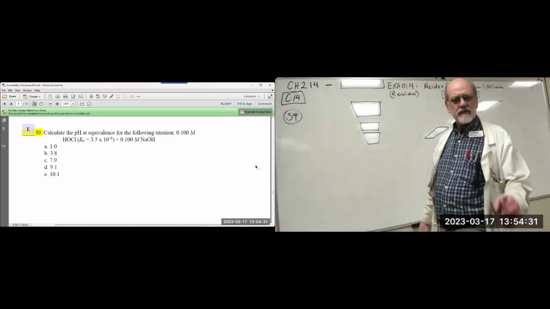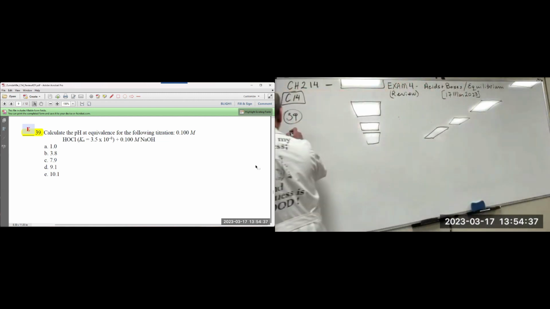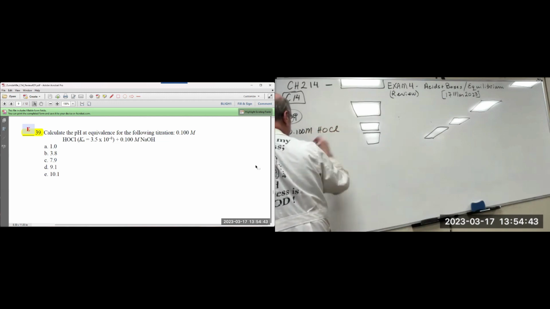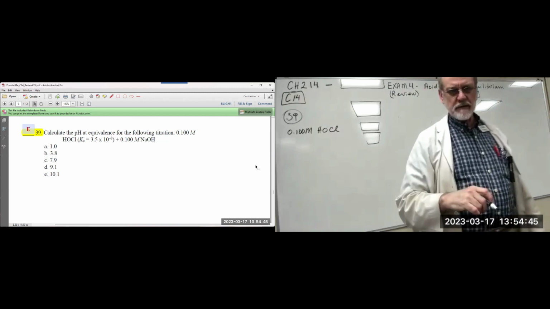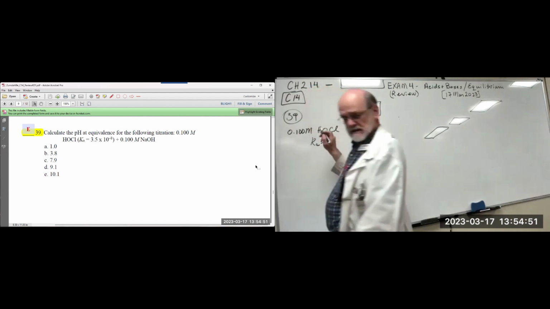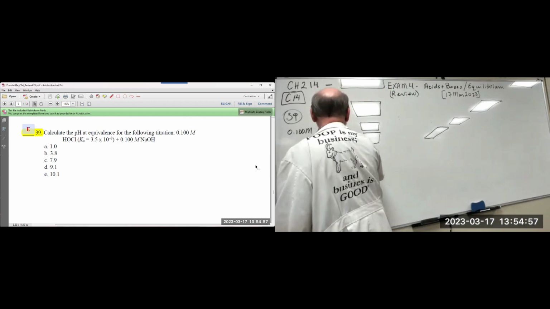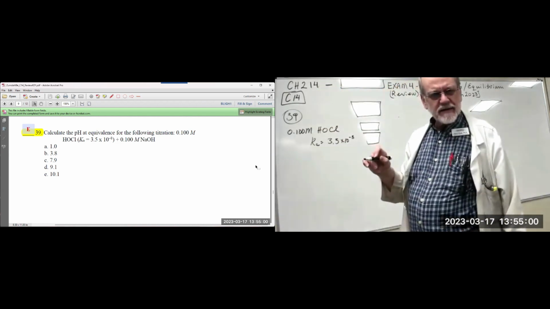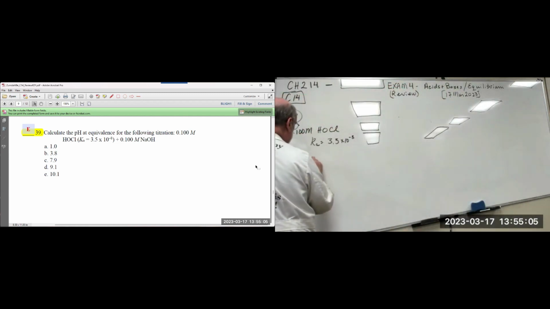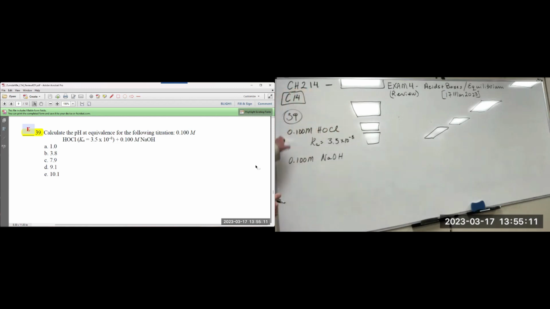Calculate the pH at equivalence for the following titration. 0.1 molar HOCl, so this is what we're given. Hypochlorous acid, with a Ka of 3.5 times 10 to the minus 8. And 0.1 molar sodium hydroxide. So we're going to do a titration with this acid and that base.